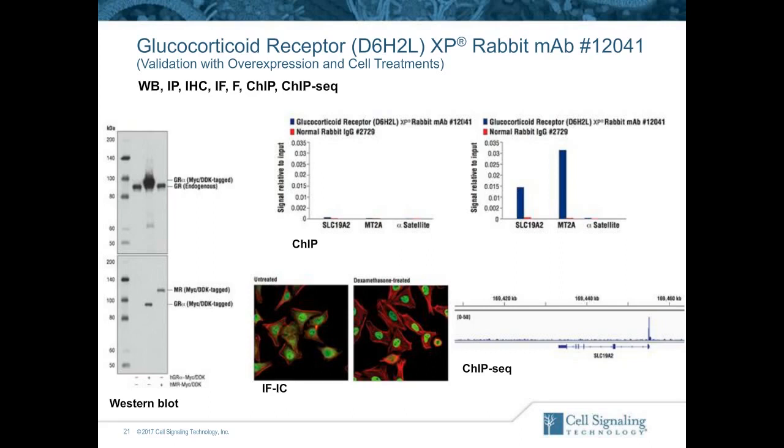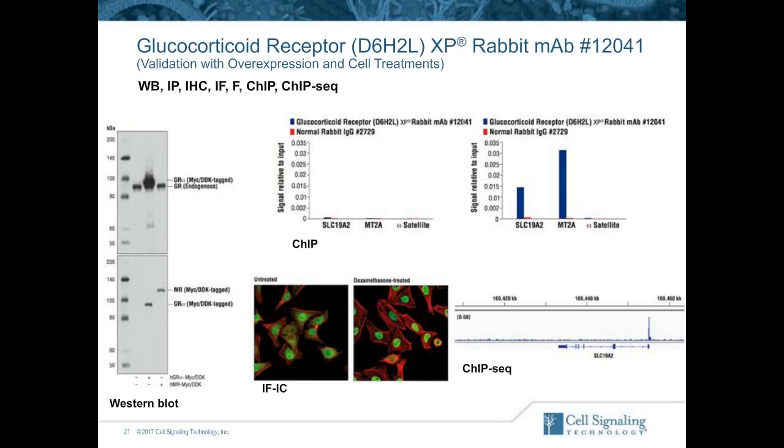Again, looking at specificity and performance of the antibody across other applications, if we look at IF, here we're looking at A549 cells that are untreated and treated. On the left, we're looking at untreated, and as expected, you see both nuclear and cytoplasmic localization. Once we treat the cells, we see just nuclear localization, as expected, since dexamethasone induces nuclear translocation of the protein.